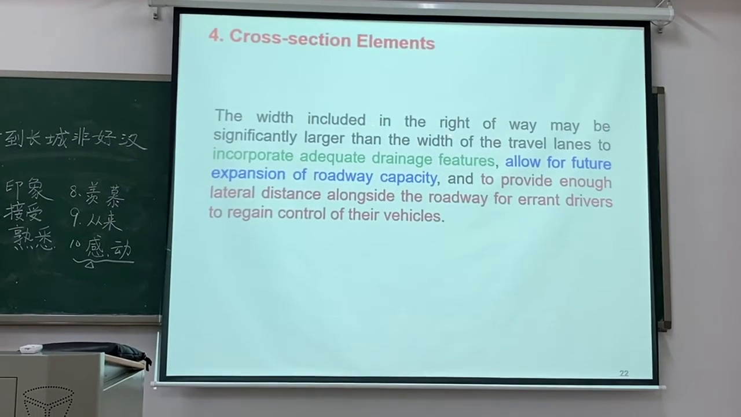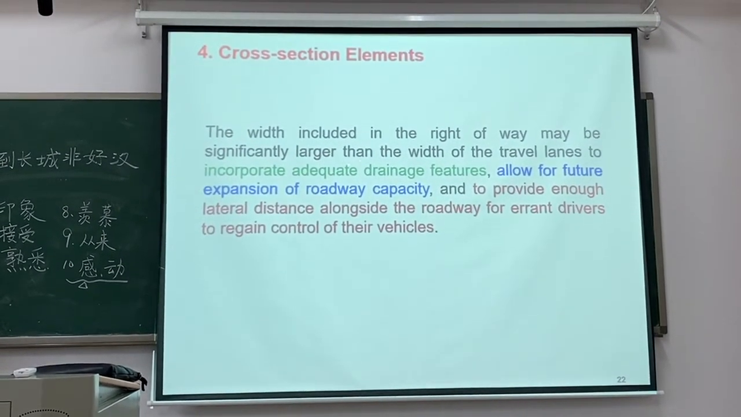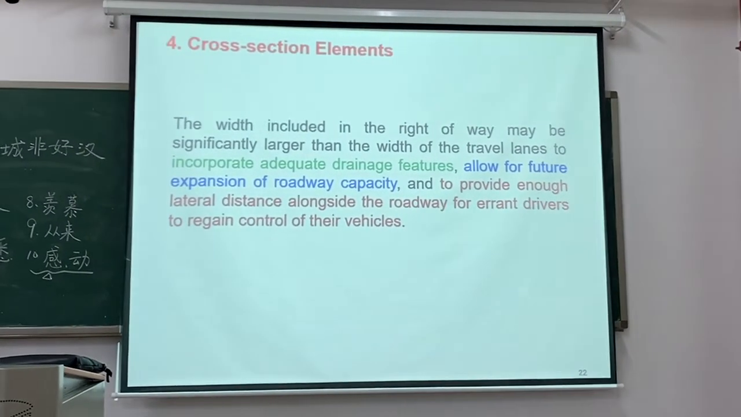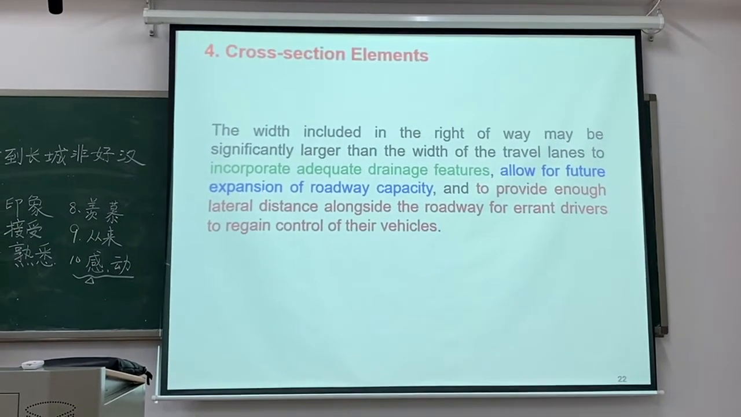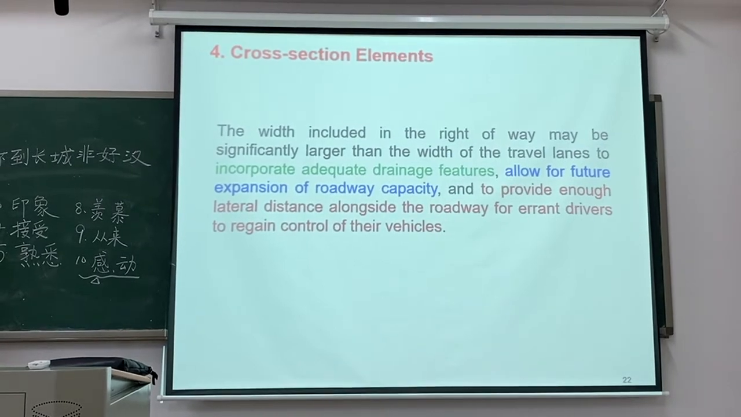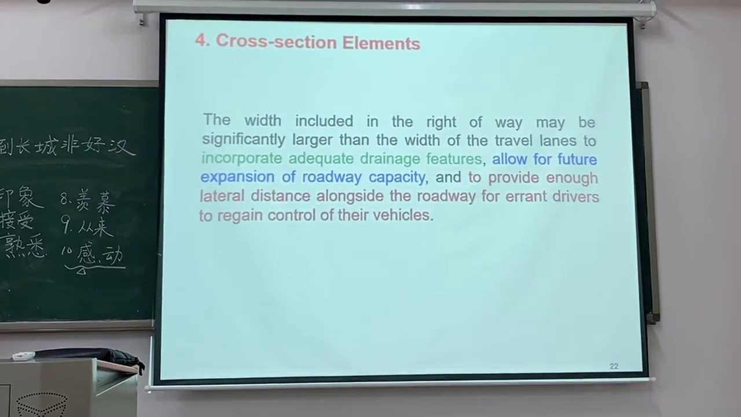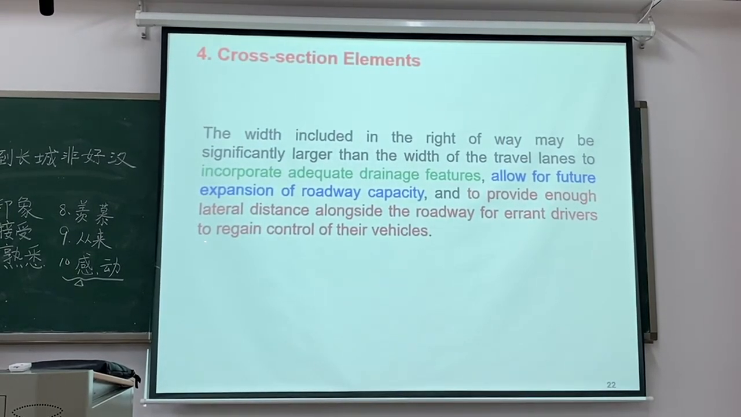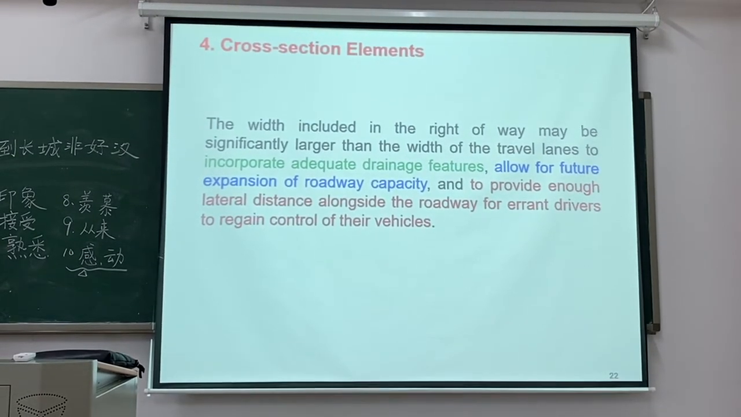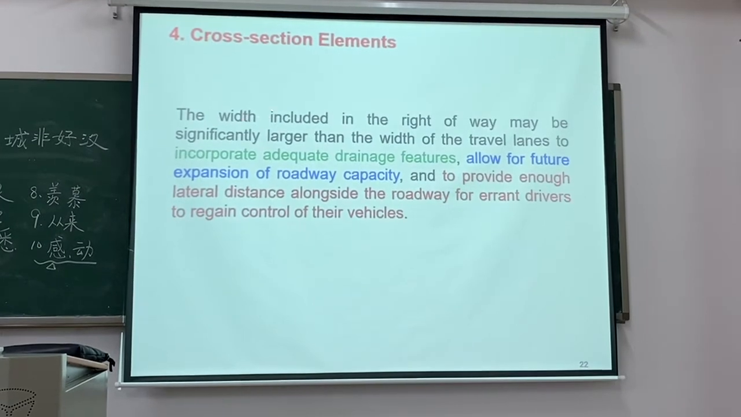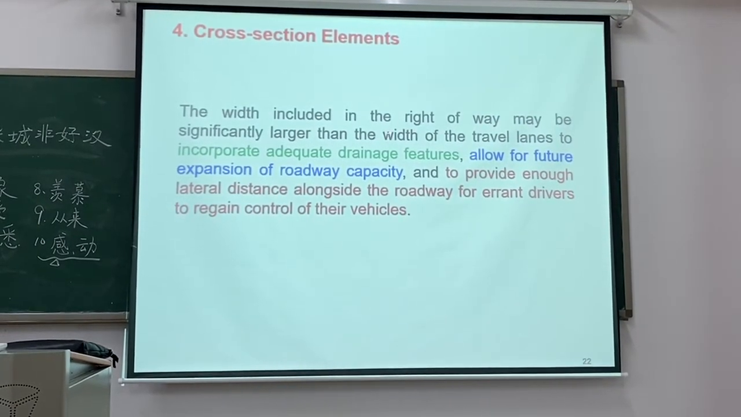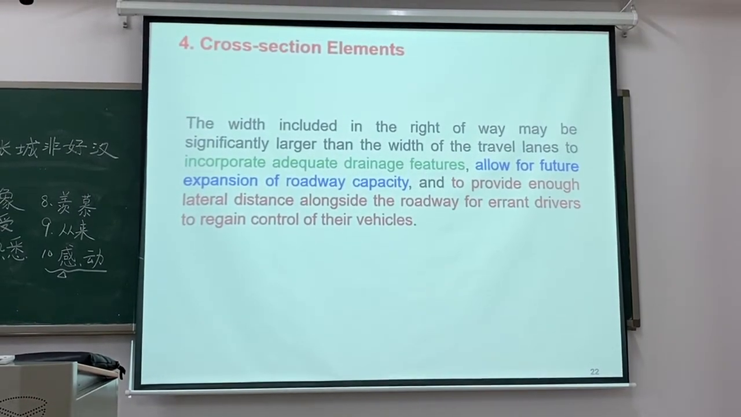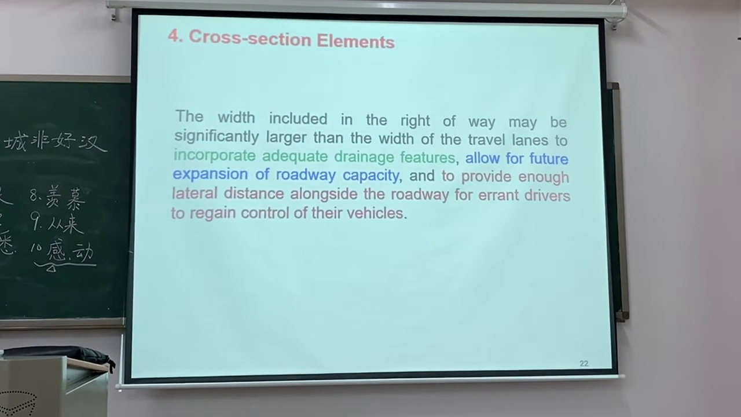The widths included in the right of way may be significantly larger than the widths of the travel lanes to incorporate adequate drainage features, allow for future expansion of roadway capacity, and to provide enough natural distance alongside the roadway for errant drivers to regain control of the vehicles. So this is wider than the travel lanes. Two reasons: one is to incorporate adequate drainage features, and the other is for future expansion of roadway capacity.